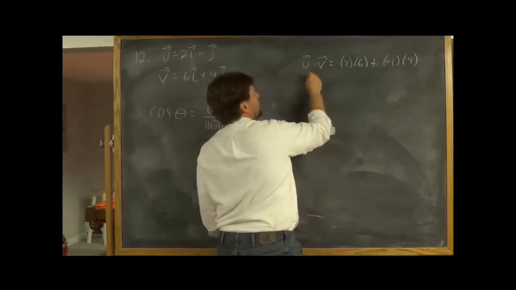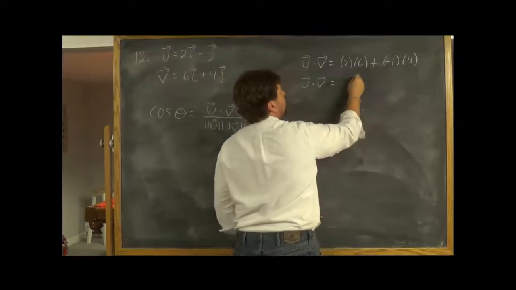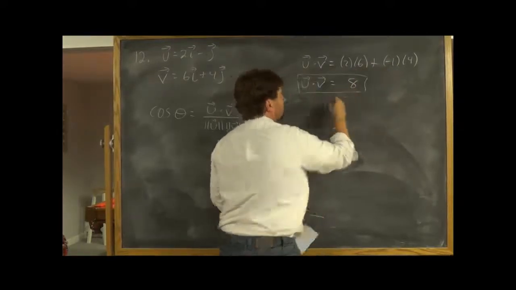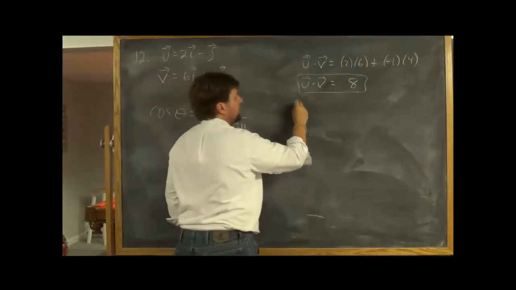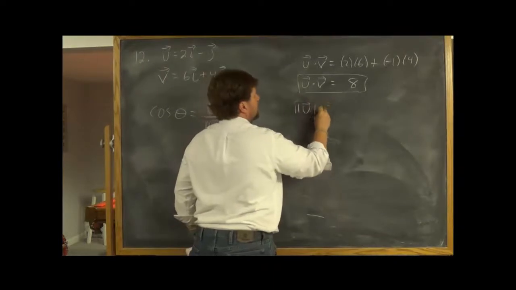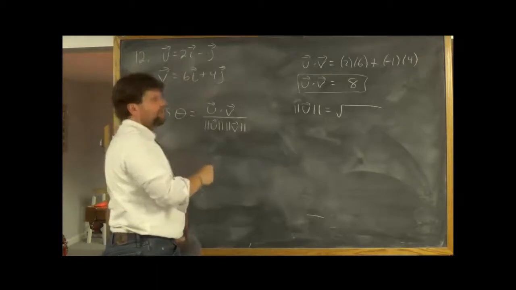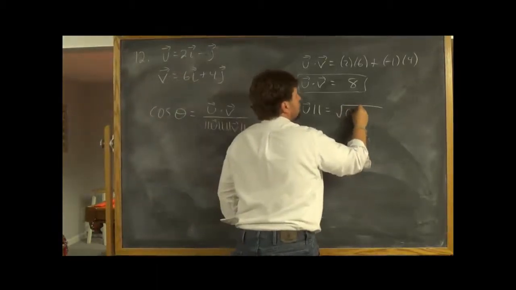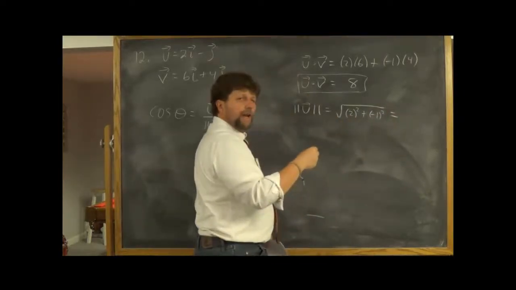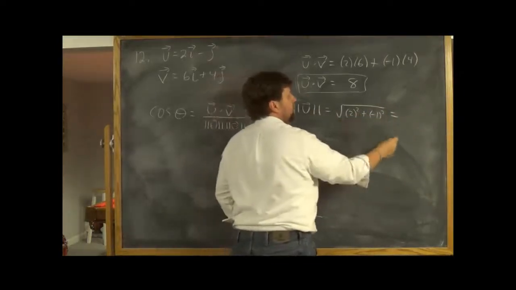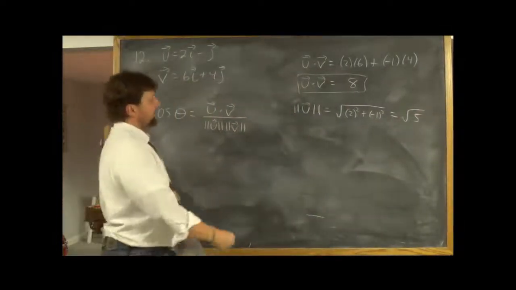So we get the dot product to be 12 plus negative 4, which is 8. So the dot product is 8. The magnitude of u, that's the square root of 2 squared plus a negative 1 squared. 2 squared is 4, negative 1 squared is 1, so 4 and 1 is 5. So the magnitude of vector u is square root 5.